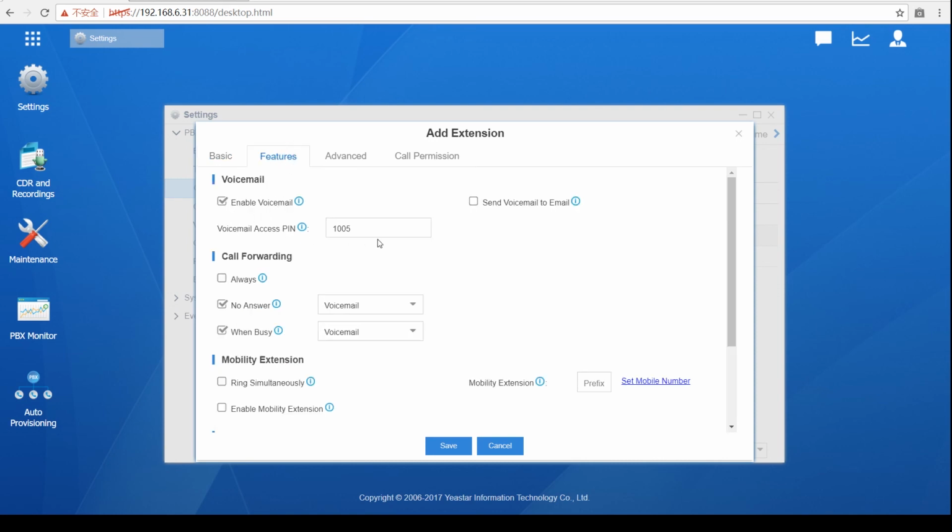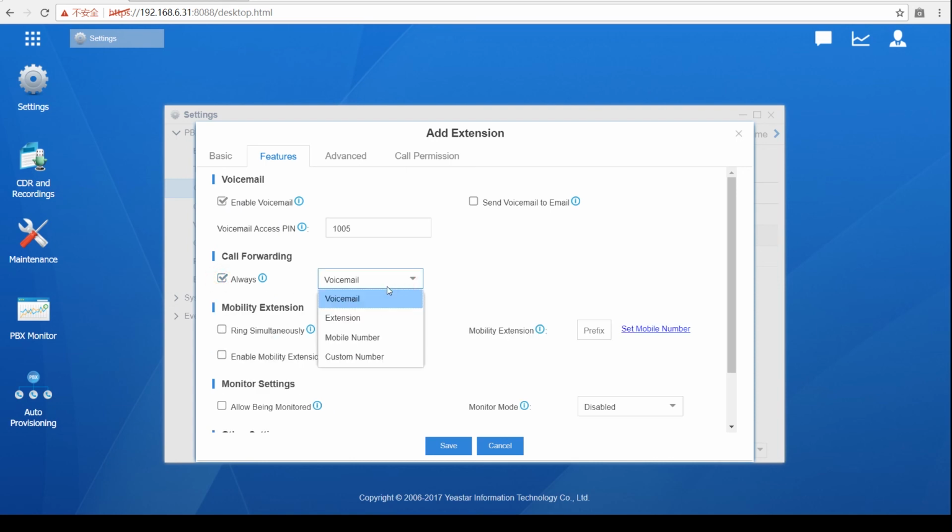And you can just set the call forwarding and send it directly to a custom number. Directly to a custom number. So anybody who, oh sorry, I haven't put in any number yet.